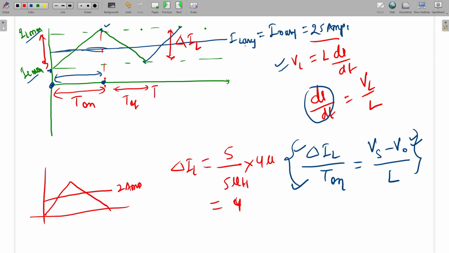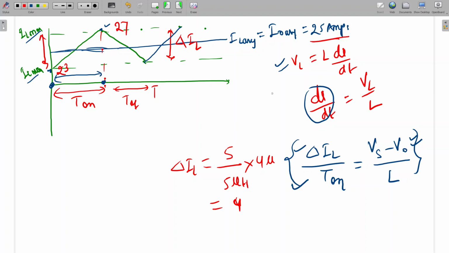But here our average current itself is 25 ampere and the ripple we are getting is 2 ampere. So how will the waveform be? The waveform will be settled across this 25 ampere line, and plus 2 minus 2 ripple will be there in the inductor current. Can anyone tell how much the maximum value will be? Just 25 plus 2, so it will be 27. And 25 minus 2 will be 23. So these are the minimum and maximum values.